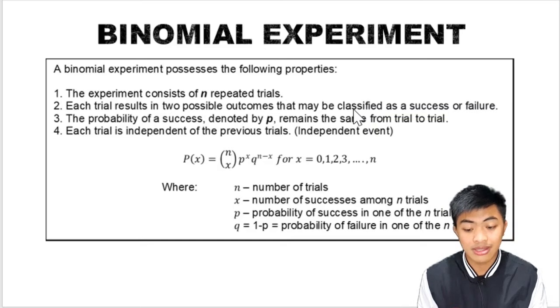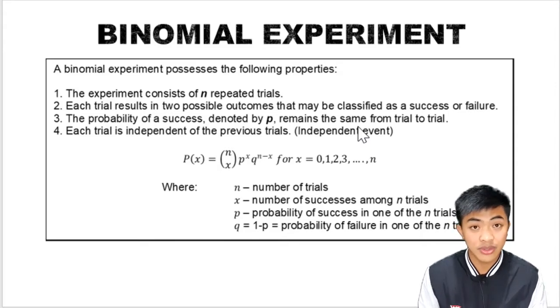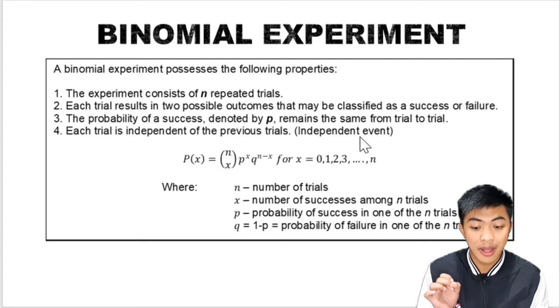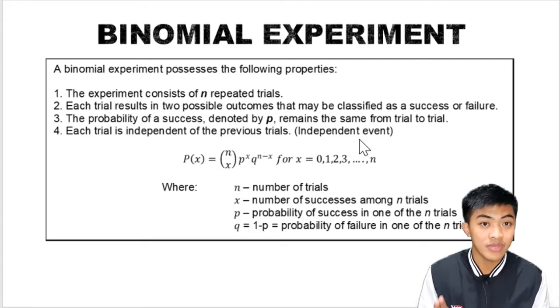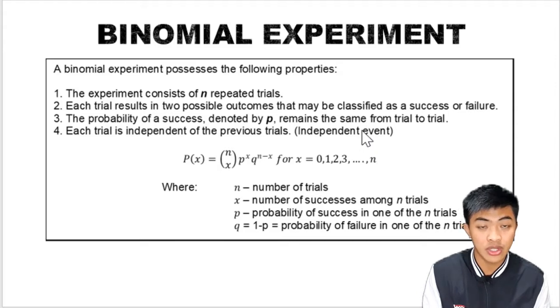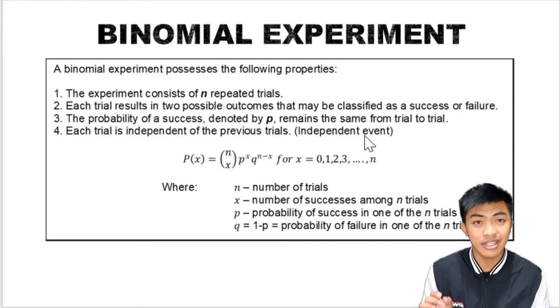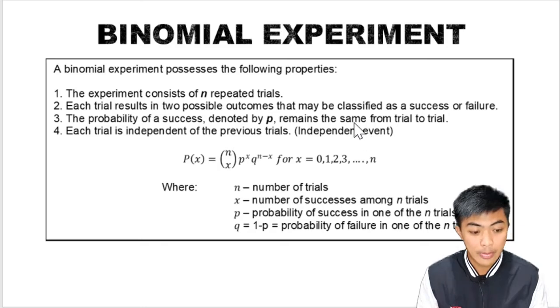And then the second property, each trial results in 2 possible outcomes that may be classified as a success or failure. Okay, so each trial, each toss coin, may 2 possible outcomes, okay? So yung 2 possible outcomes na yun, it can be classified as success or failure. Sa case nung problem natin kanina, yung success natin doon ay yung makakuha ng head. Because we are like looking for the probability of getting 3 heads, di ba? So yung success doon ay getting heads.